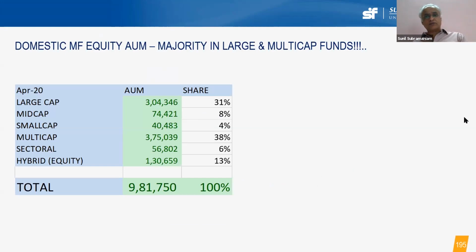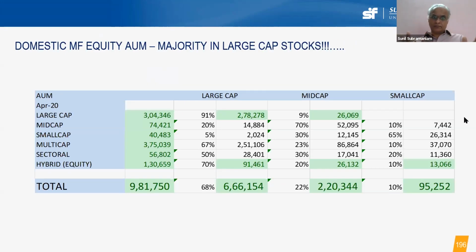But even within the rest, if you look at multi-cap and hybrid, if you look at the breakout, almost 68% of domestic MFAUM is in large cap stocks. So there is adequate liquidity available that if FIs sell at particular points in time, mutual funds will step in to buy. Hence, liquidity support for large caps is expected to continue strong even through this vicious business cycle that we are currently in.